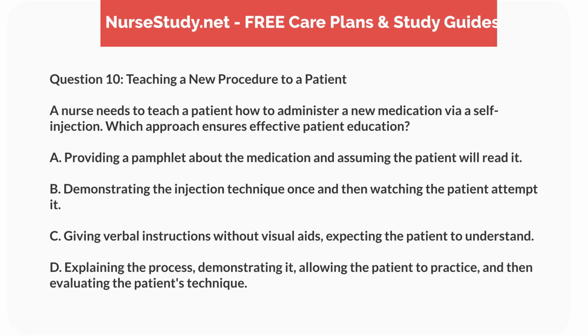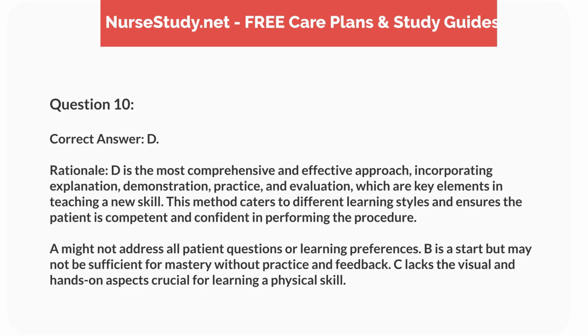C. Giving verbal instructions without visual aids, expecting the patient to understand. D. Explaining the process, demonstrating it, allowing the patient to practice, and then evaluating the patient's technique. Correct answer, D. Rationale. D is the most comprehensive and effective approach, incorporating explanation, demonstration, practice, and evaluation, which are key elements in teaching a new skill.